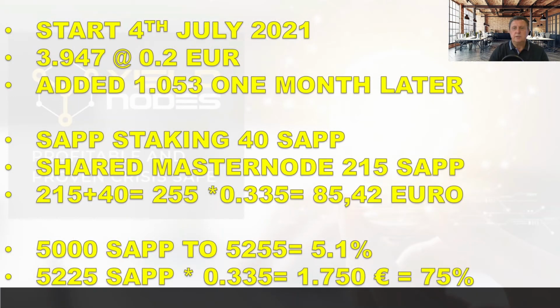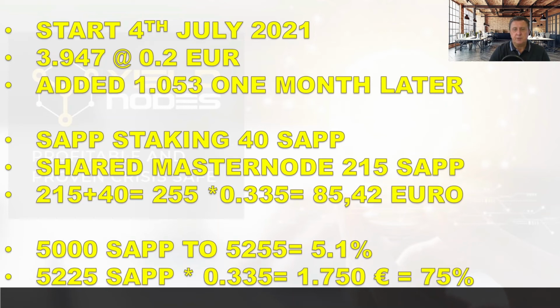So let's have a quick look exactly how the math is looking at this. Obviously it's not so simple, because we have done a few deposits, and some things worked and not others. So at the end of the day, we started off 4th of July with 3,947. At that particular time it was at 0.2 euros. And then we had a correction later on, 1 month later, because obviously at 0.2 euros we should have 5,000 Sapp in total. So that was corrected. So the initial starting point is 5,000.